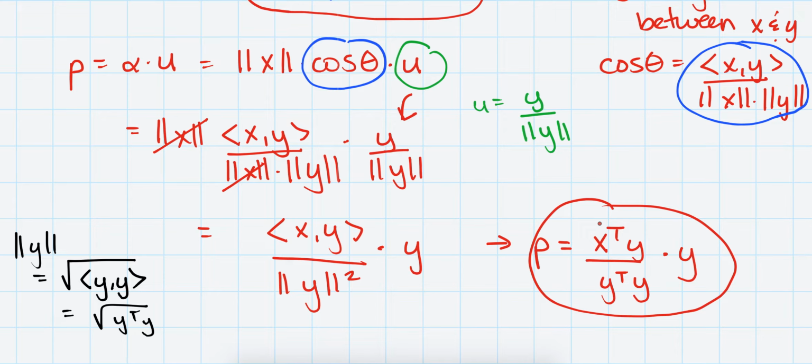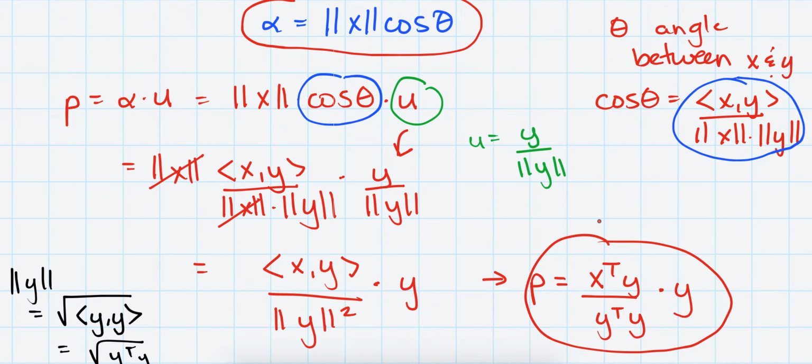So these are the two formulas you want to know. If you're given the angle between the vectors x and y, and you know what the length of x is, you can find alpha this way, and then you can just multiply it by the unit vector. But if you're not given the angle between them, but you do know the vectors themselves, this is how you can find the projection of x onto y.